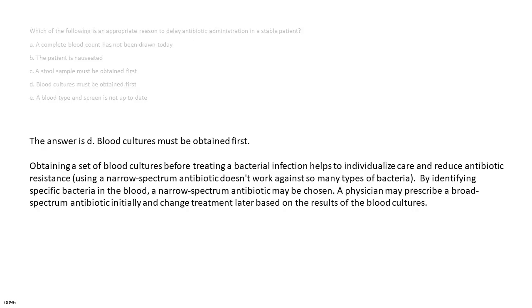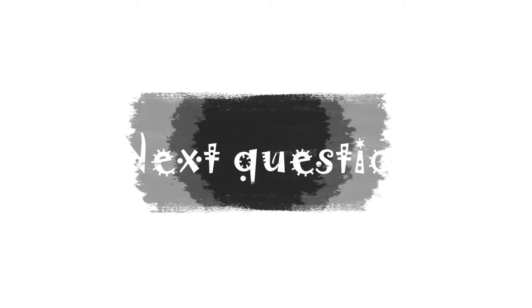The answer is D. Blood cultures must be obtained first. Obtaining a set of blood cultures before treating a bacterial infection helps to individualize care and reduce antibiotic resistance. A broad-spectrum antibiotic doesn't work against so many types of bacteria specifically. By identifying specific bacteria in the blood, a narrow-spectrum antibiotic may be chosen. A physician may prescribe a broad-spectrum antibiotic initially and change treatment later based on the results of the blood cultures.